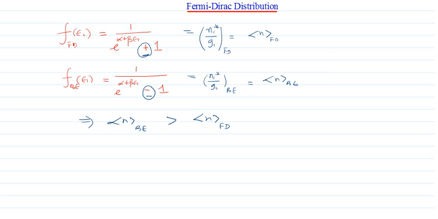The reason can also be understood physically. In the case of Fermi Dirac, since the particles have to obey the Pauli exclusion principle, there cannot be accumulation of particles in the same level, whereas there is no such restriction for bosons.